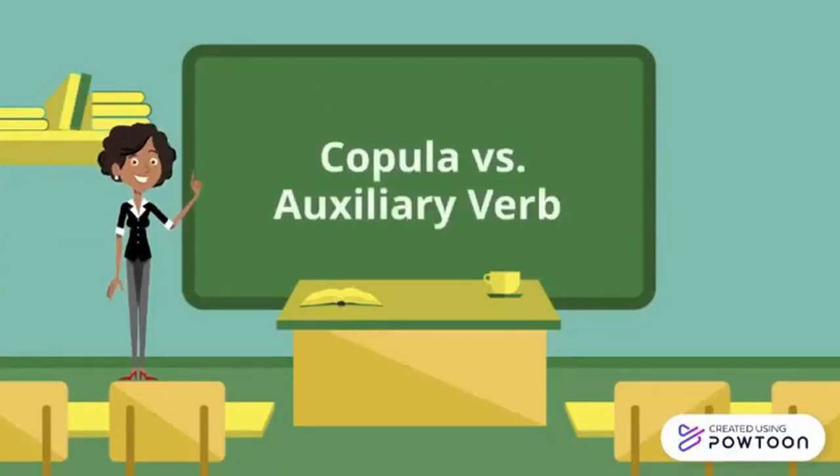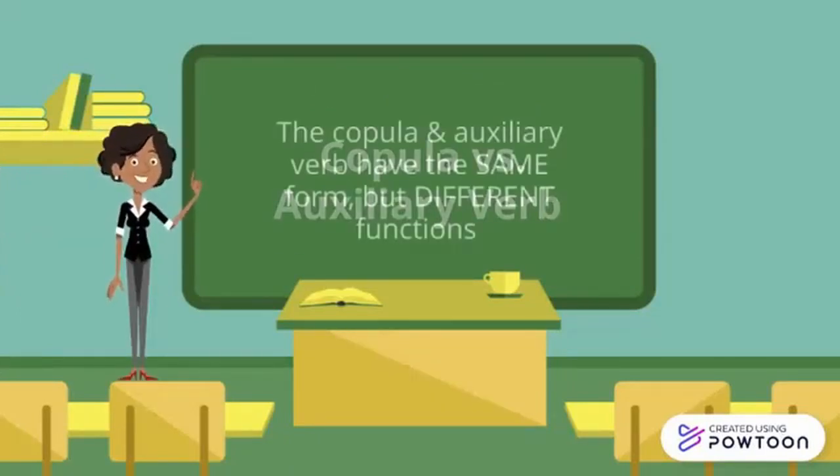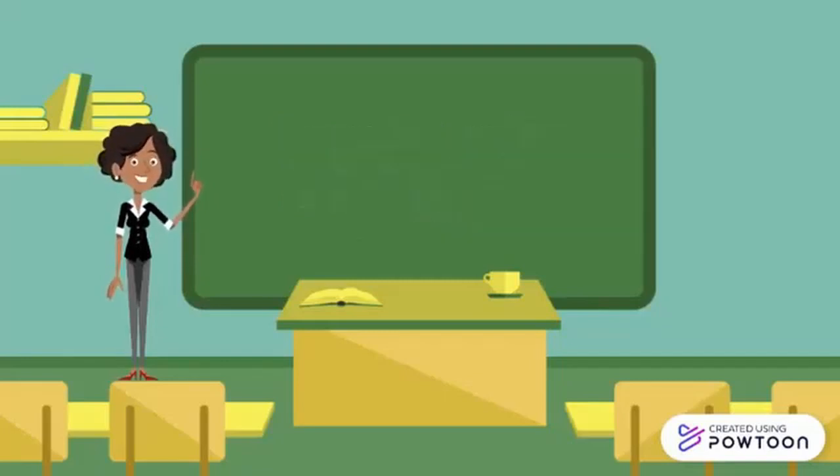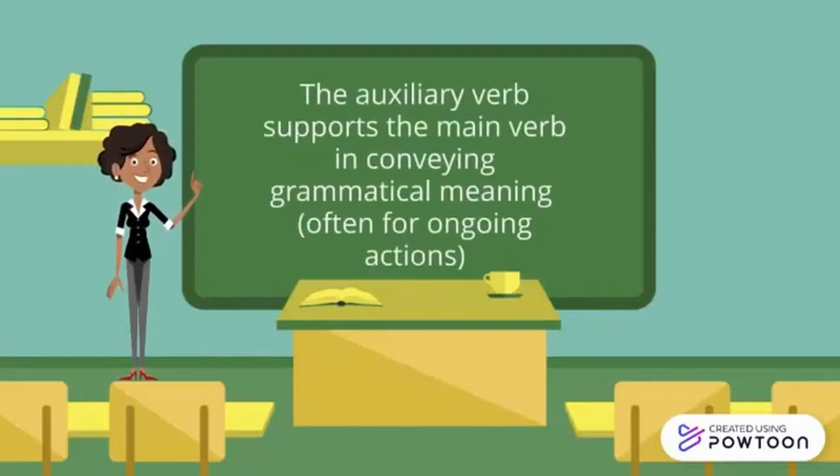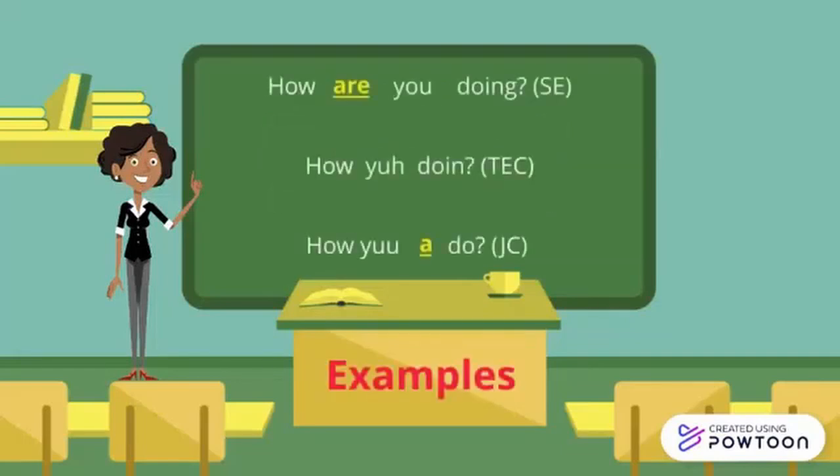The copula versus the auxiliary verb. The copula and auxiliary verb have the same form. However, they differ due to their functions. The auxiliary verb can be described as a support to the main verbs in conveying grammatical meaning. Oftentimes, the auxiliary verb can help a verb in articulating an ongoing action. Examples of this in standard English may be the question, how are you doing? Are, in this sentence, functions as the auxiliary verb supporting the main verb doing.